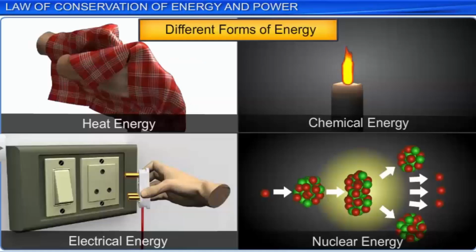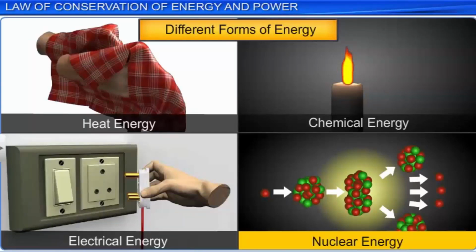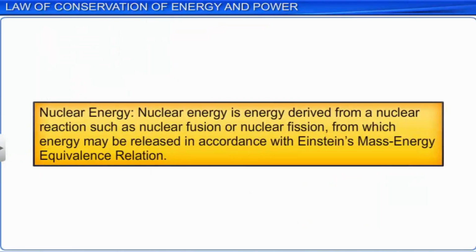One of the most expensive forms of energy is nuclear energy. Nuclear energy is energy derived from a nuclear reaction, such as nuclear fusion or nuclear fission, from which energy may be released in accordance with Einstein's mass-energy equivalence relation.